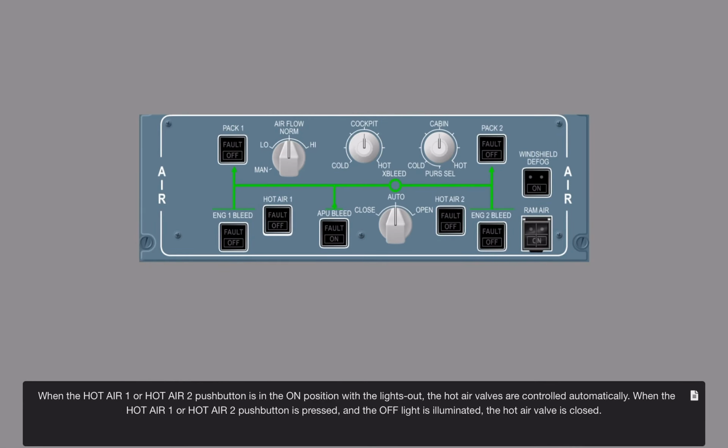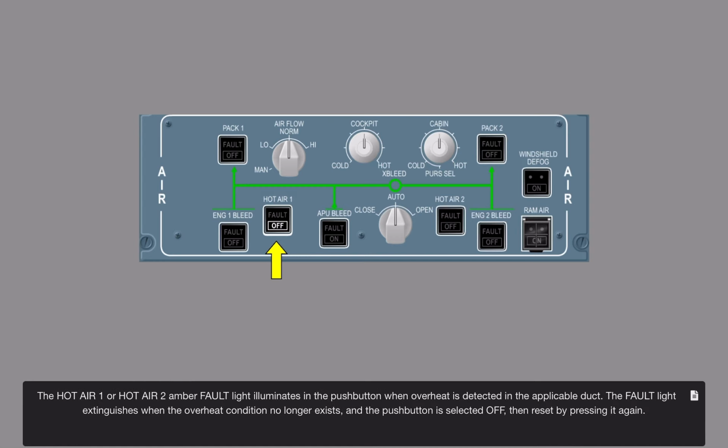When the Hot Air 1 or Hot Air 2 push button is in the on position with the lights out, the hot air valves are controlled automatically. When the Hot Air 1 or Hot Air 2 push button is pressed and the off light is illuminated, the hot air valve is closed.